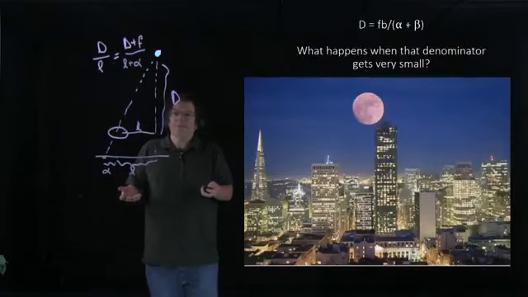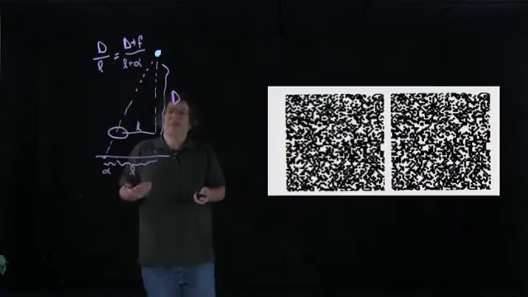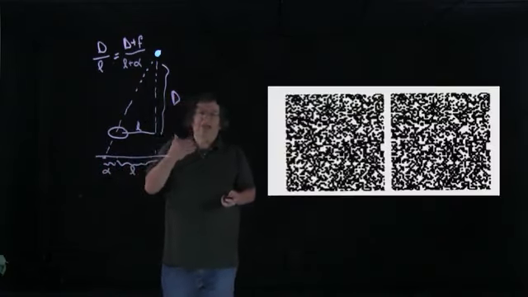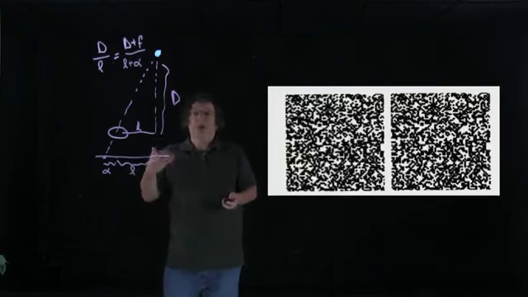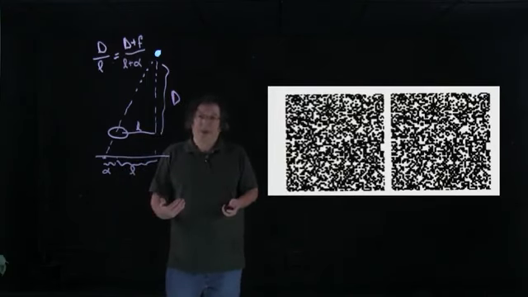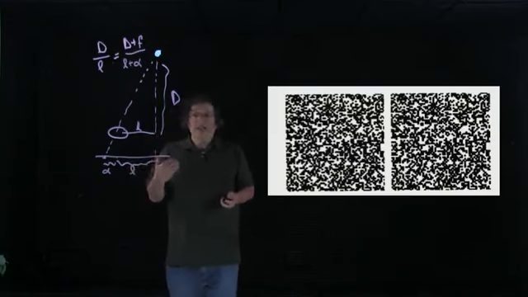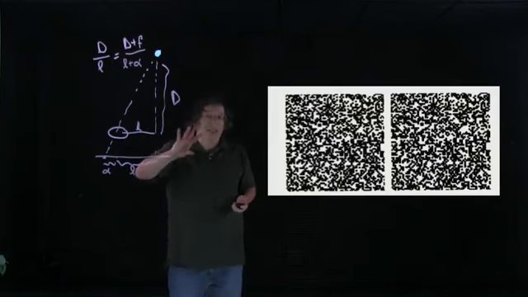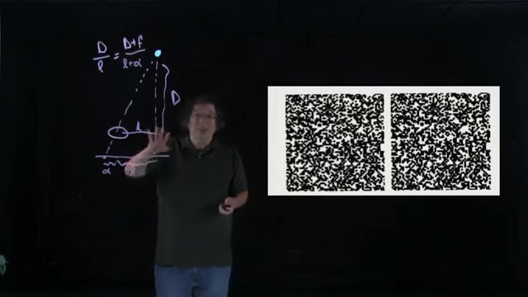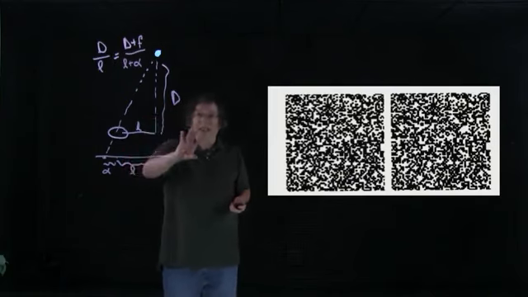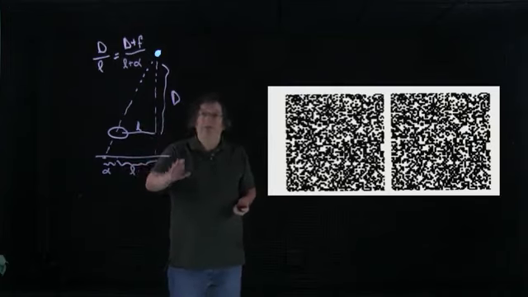So here's an example of what I'm talking about, an experimental example. This is called a random dot stereogram. And it's a fascinating psychological experiment. The idea is they're not identical, but they're very similar patterns of black dots on a white background.